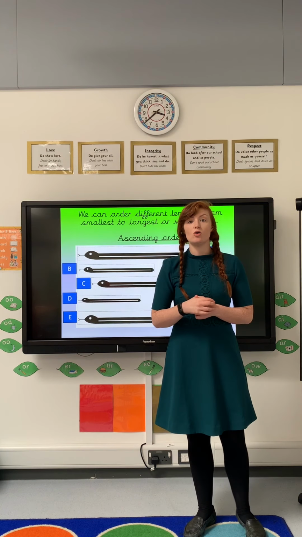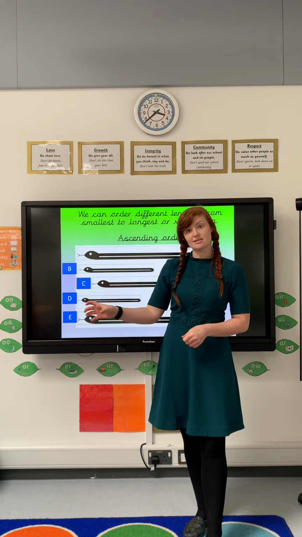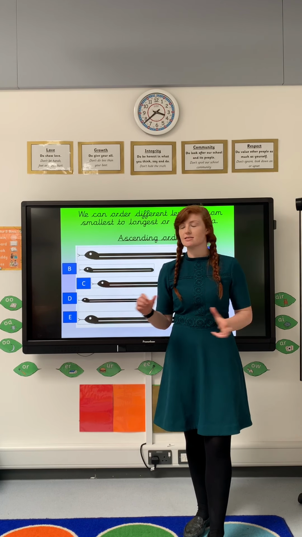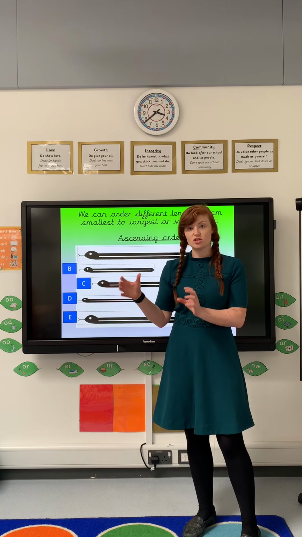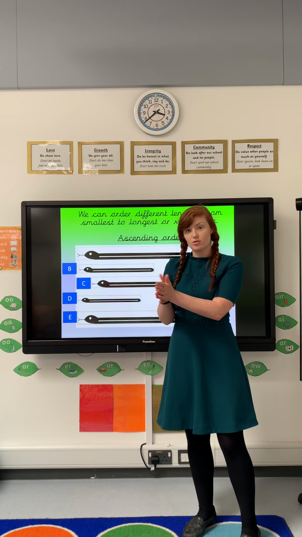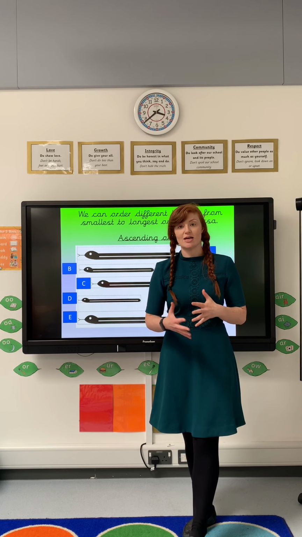First of all, we're going to have a look at ordering different lengths in ascending order. That means from the shortest all the way to the longest. And it's really important, again, that we're looking at making sure that each of those items start at the same point. Because if they don't, or if they're not fully outstretched properly, then we're not measuring accurately.